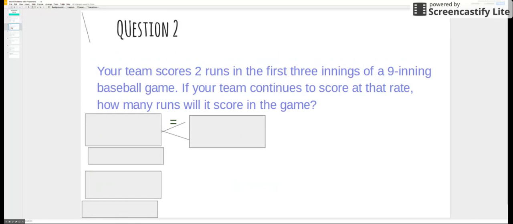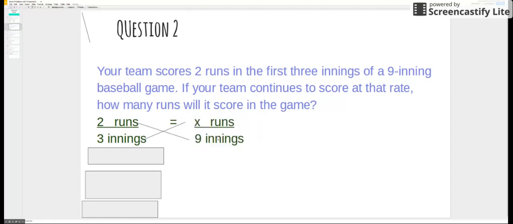Here's question 2. Your team scores 2 runs in the first 3 innings of a 9-inning baseball game. If your team continues to score at that rate, how many runs will it score in the game? So first off, there are 2 runs in the first 3 innings of a 9-inning baseball game. So it's 2 runs in 3 innings, right? And then it says if your team continues to score at that rate, how many runs will it score in the game? So a game, here it says 9 innings. So we're trying to figure out how many runs, so x number of runs in 9 innings.